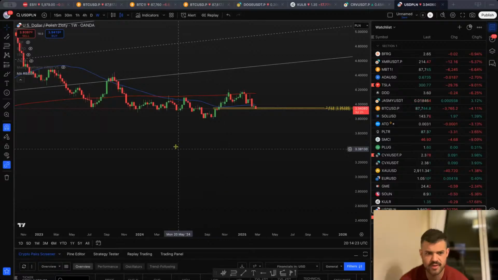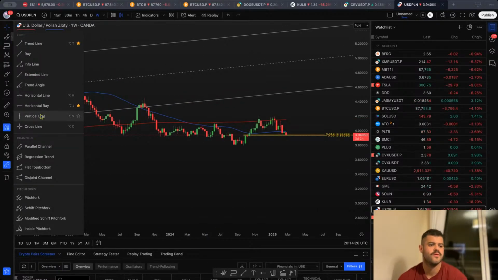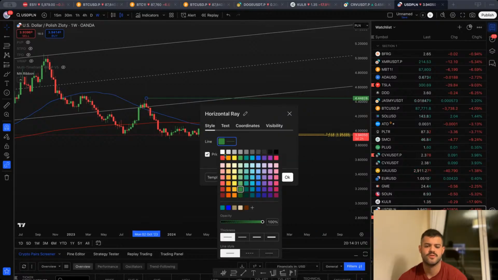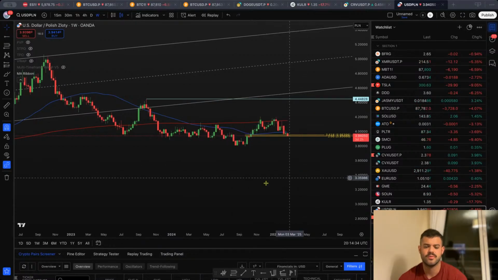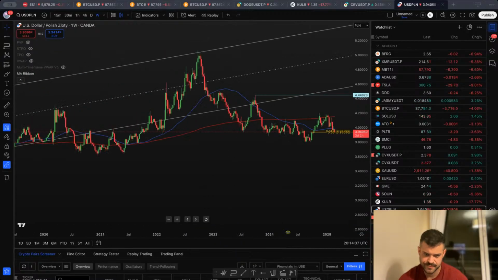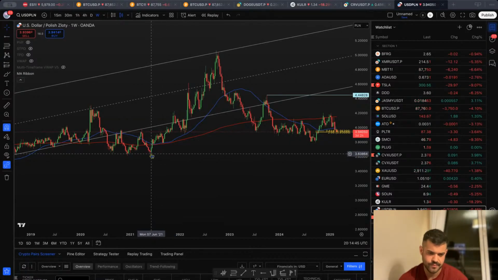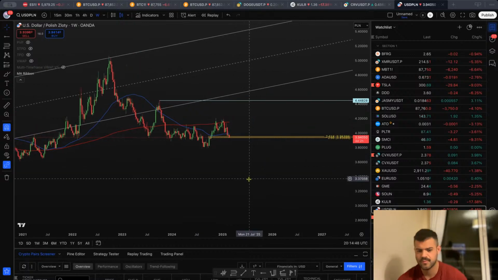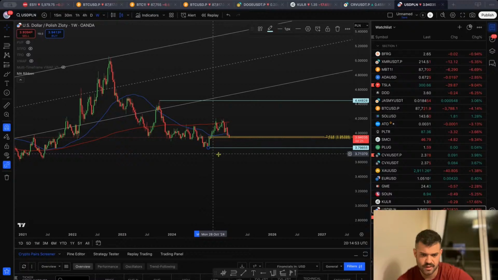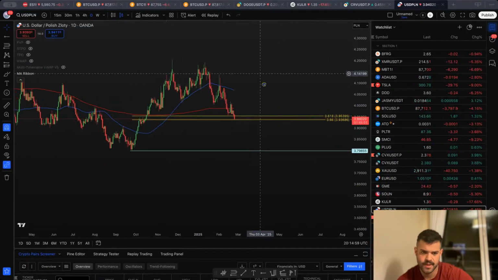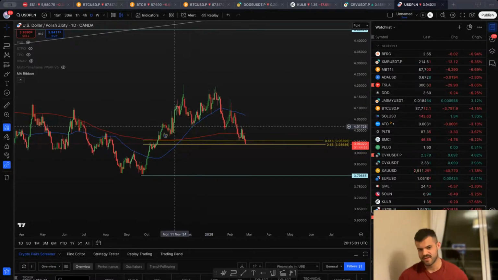Liquidity. Where is it going to be? So we have liquidity here. There's liquidity. We'll change this to white or blue. There we go. You see that? We've already tapped this liquidity. Have we tapped this one yet? No. Okay. This is the major liquidity we're going to be looking for. So the major liquidity is here and here, on the weekly and on the daily.